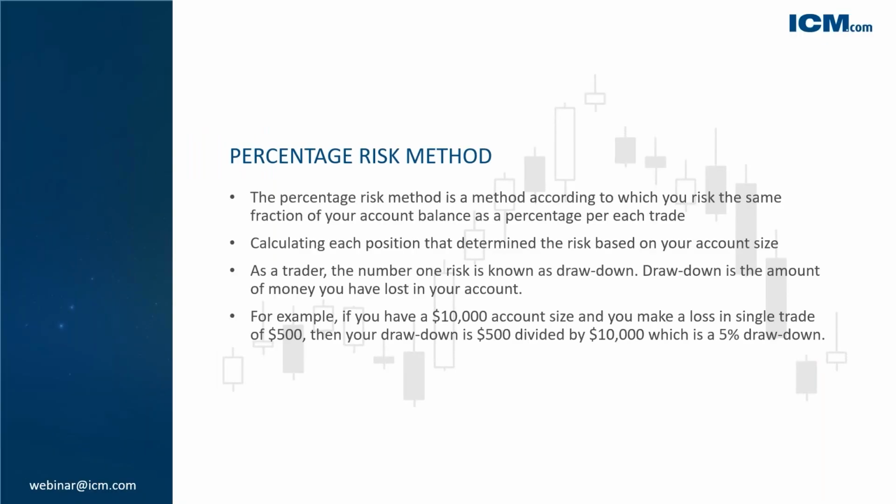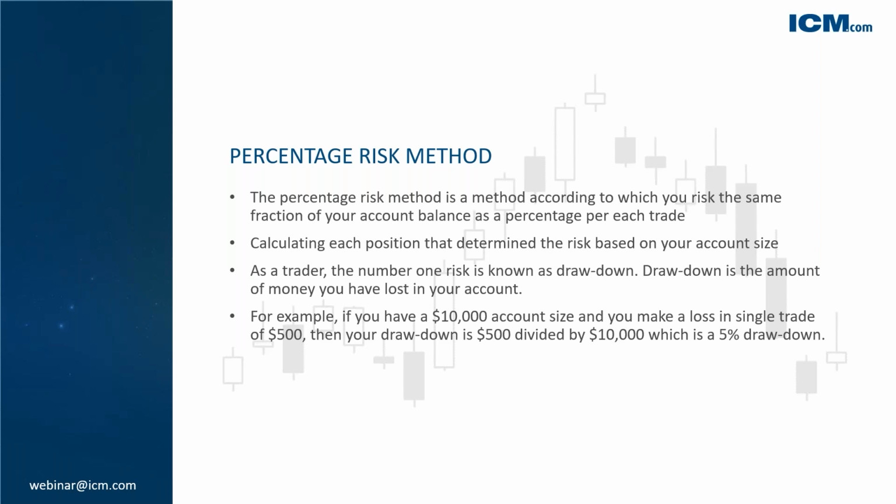Well, we go for the percentage risk method. The percentage risk method is a method according to which you risk the same fraction of your account balance, as a percentage, on each trade. More or less the same, not much difference from the risk ratio. There we're talking about a ratio format like 1:2, 1:3, 1:5, and here we are talking about a percentage of risk per trade based on your account balance.